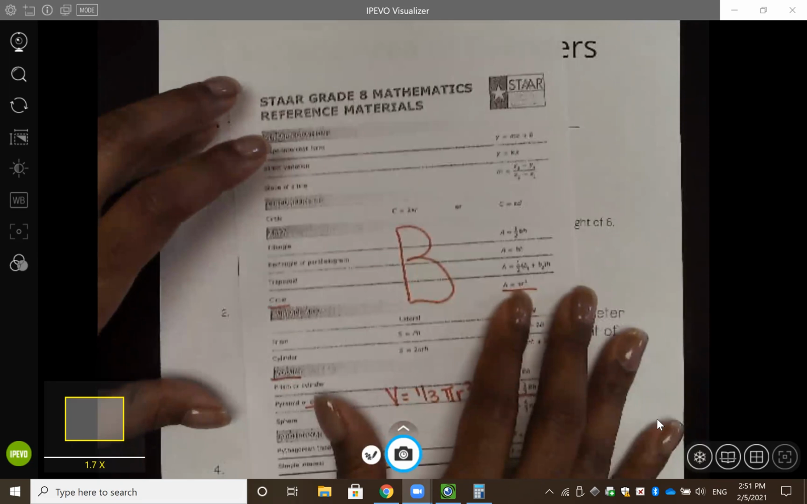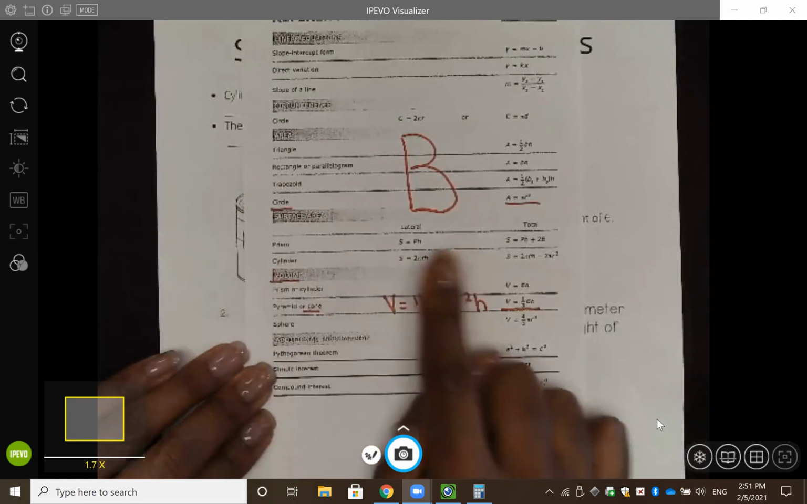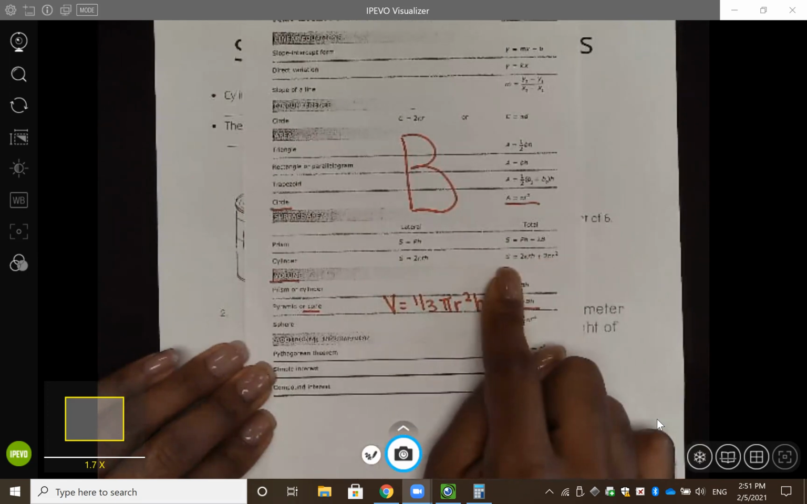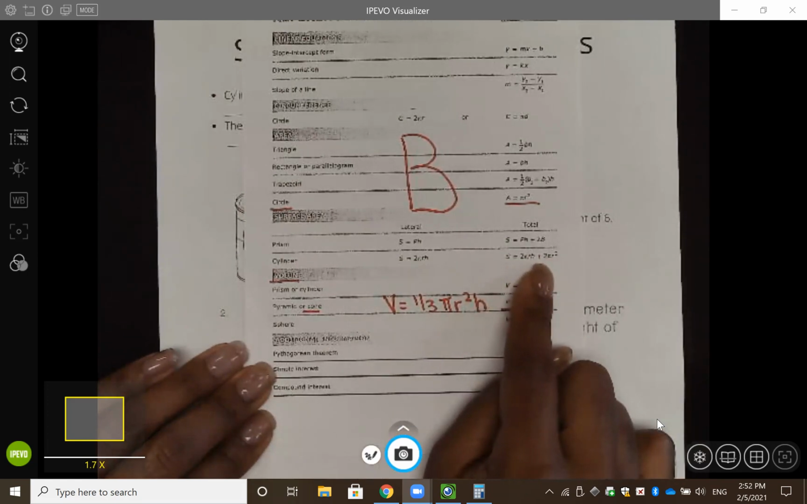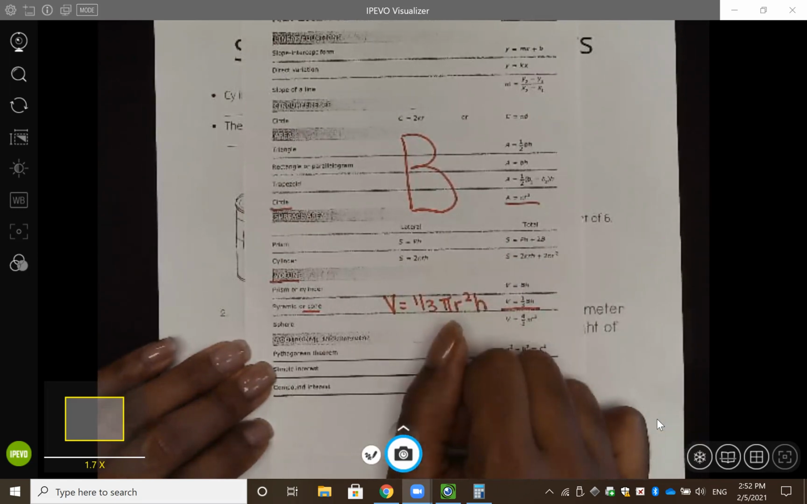If you're on your star chart, you can go down to surface area, cylinder, and you'll see that lateral surface area is 2 pi RH, and then total surface area is 2 pi RH plus 2 pi R squared. I love cylinders because it's just like cylinders volume. You just plug in your radiuses and your heights, and the formulas are already provided for you. So as long as you don't mess that part up, you'll be doing good. Make sure you take your time and use your resources.